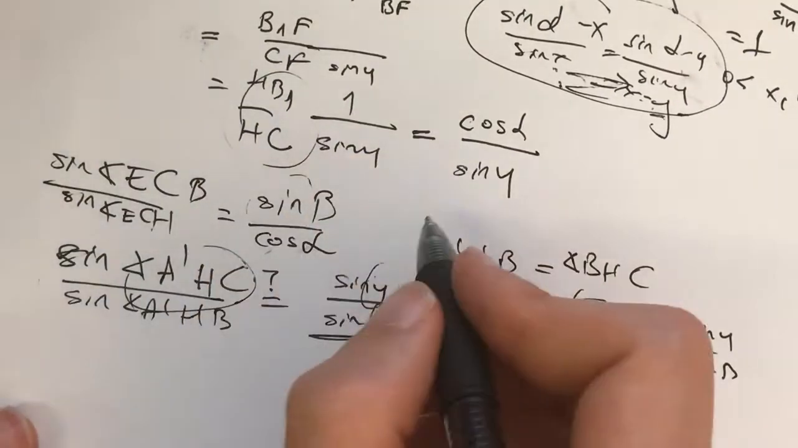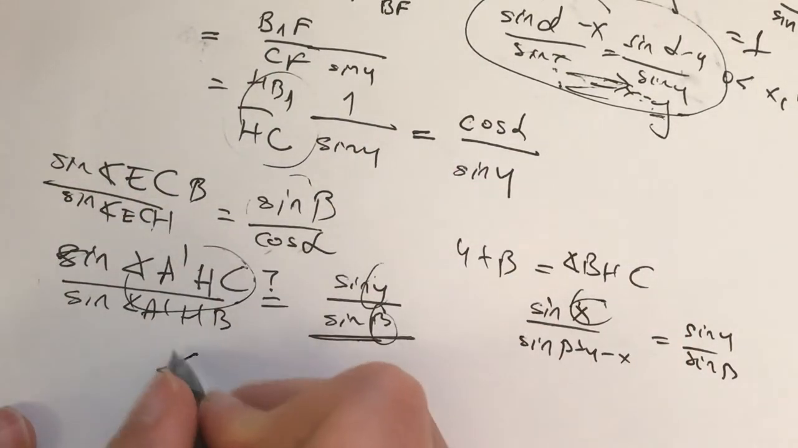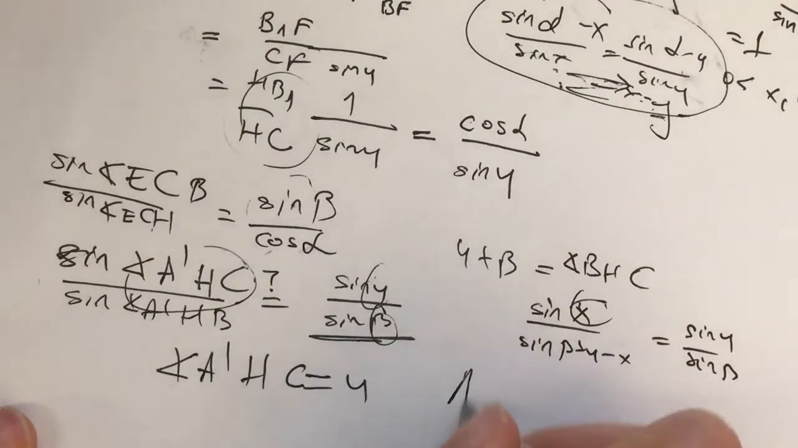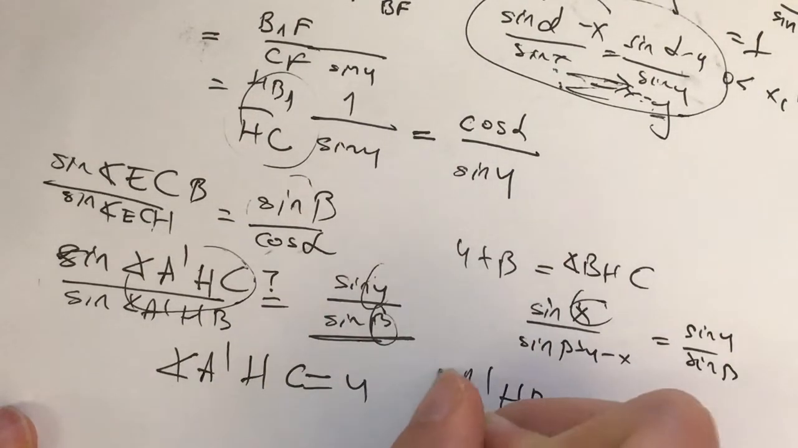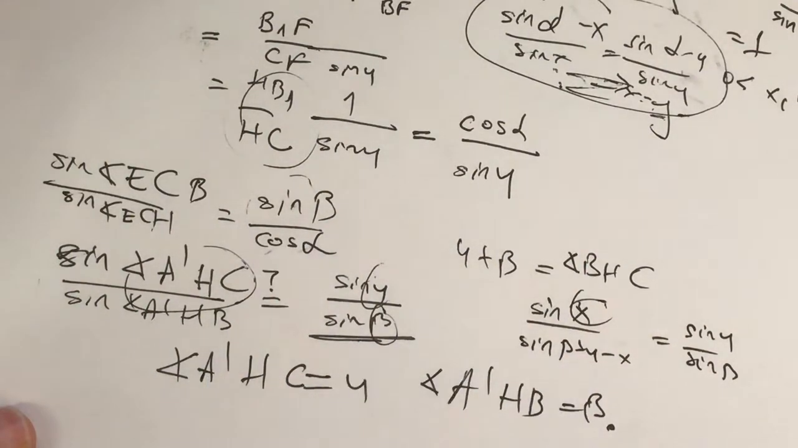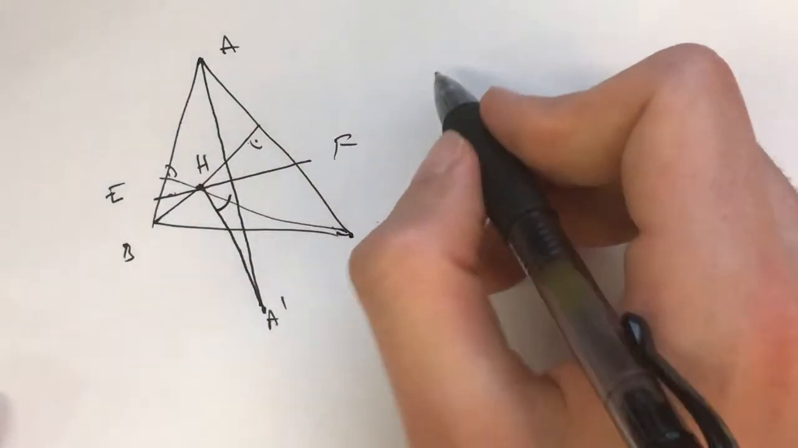So what we're left to prove to finish the problem is that the angle A prime HC is equal to gamma, and that the angle A prime HB is equal to beta. And now I invite you to take 5 to 15 minutes and try to prove this. Here's the proof. So this is the picture we have.